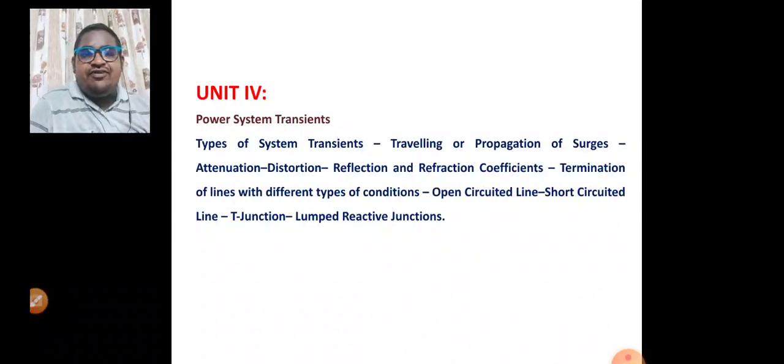Yes. In the case of the fourth unit, we have power system transients. Power system transients in the sense of how the power system is affected by transients when it is subjected to sudden changes in voltages and currents. All those things we observe in power system transients. Okay.